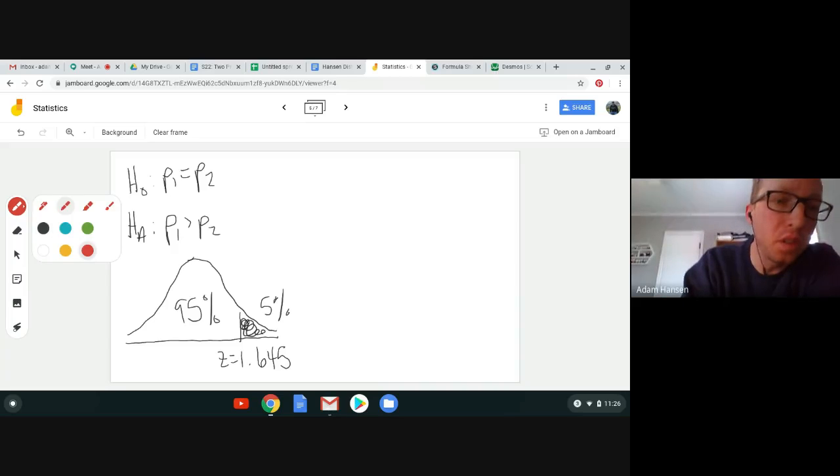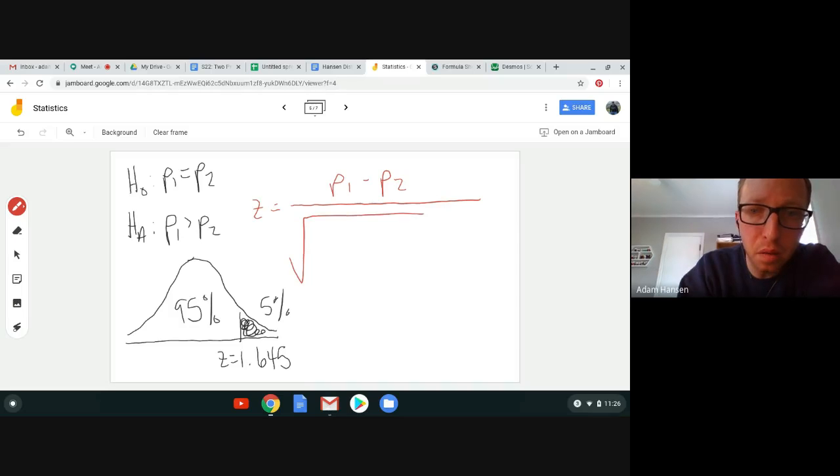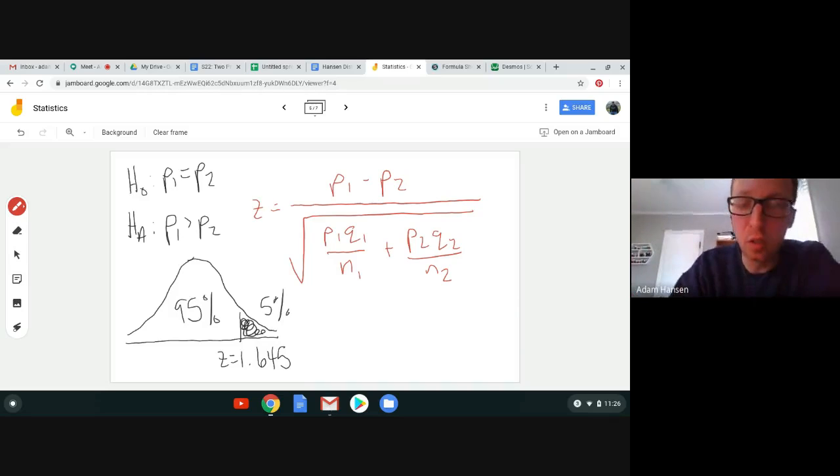Your formula for our test statistic is the difference in the two proportions, P1 minus P2, divided by the square root of the variance, P1 times Q1 over N1, plus P2 times Q2 divided by N2.